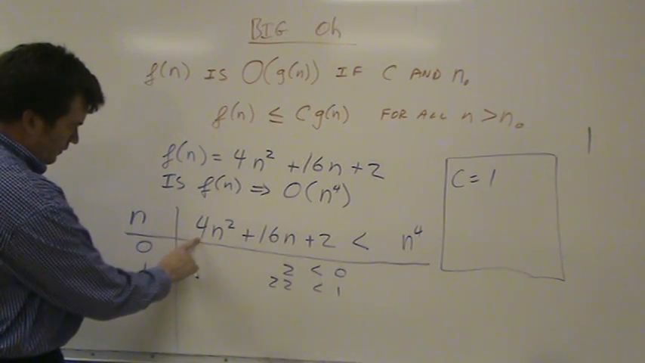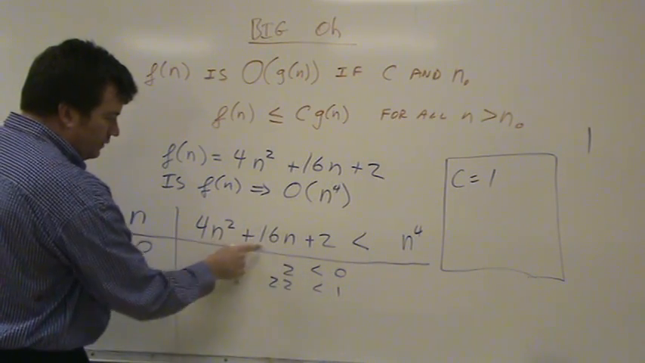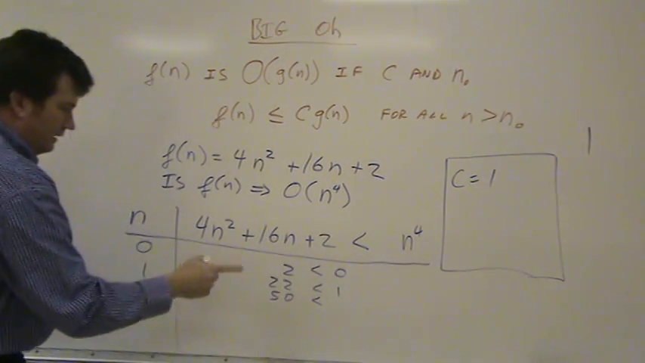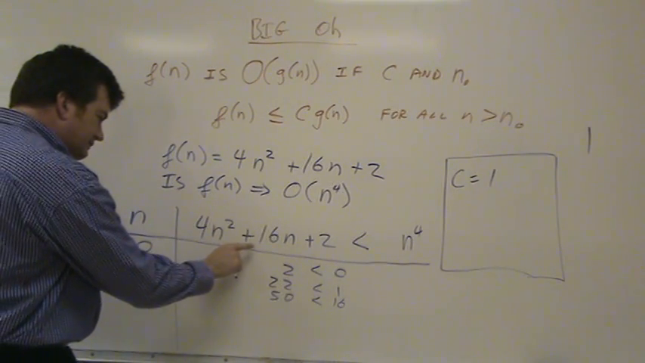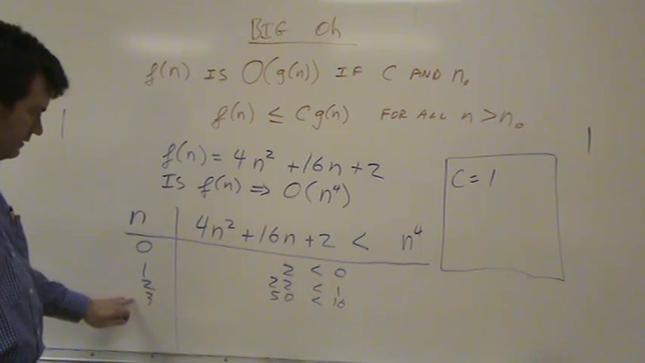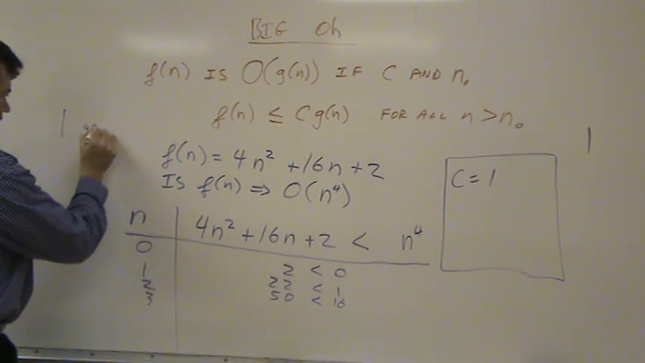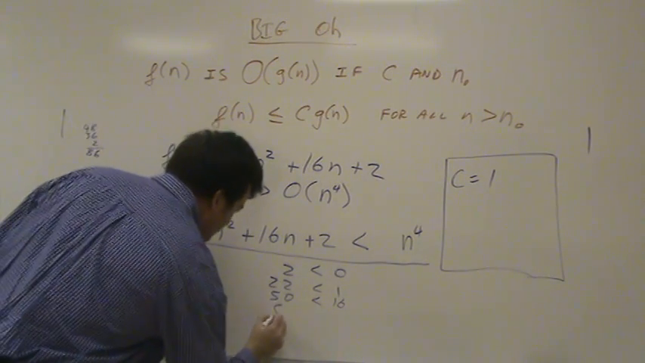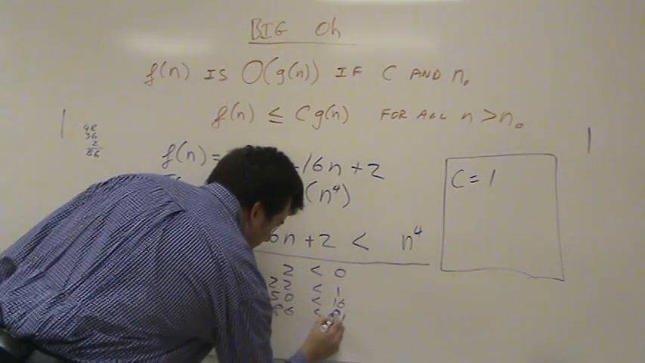Let's try another n. When n is 2, we get 4 times 4 is 16, plus 16 times 2 is 32, plus 16 is 48, plus 2 is 50. We get 50 is less than 2 times 2 times 2 times 2, 2, 4, 8, 16. That's not true. Let's try another n, 3. When n is 3, we get 4 times 9 plus 16 times 3 plus 2. 4 times 9 is 36, 16 times 3 is 48, plus 36 plus 2 is 86. 86 is less than 3 times 3 times 3 times 3, which would be 81. That's also not true. Looks like the next one should work.